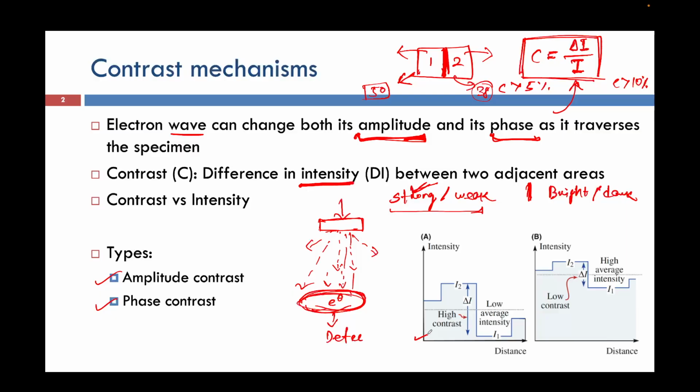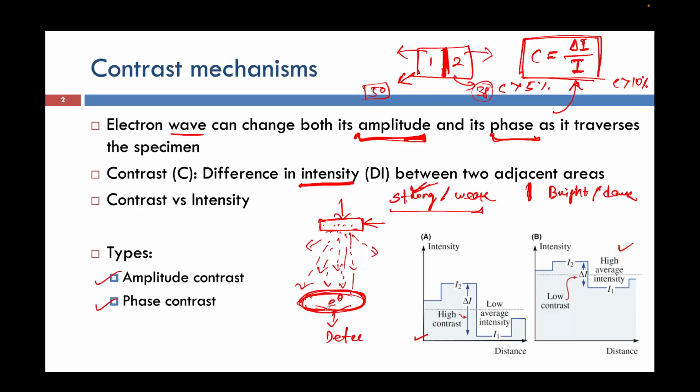Why? Because you will not be able to capture all the electrons that have interacted with your specimen. To get a low contrast, you need high intensity. Here, once you get the high intensity, that means after interacting with your specimen, many electrons which have interacted with your specimen are getting captured by your detector. So you will be getting a good resolution of your image, less noise. You will be able to see the different types of features in your material. However, your contrast will be poor in that case.